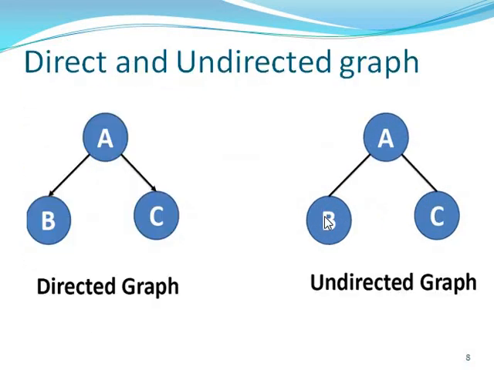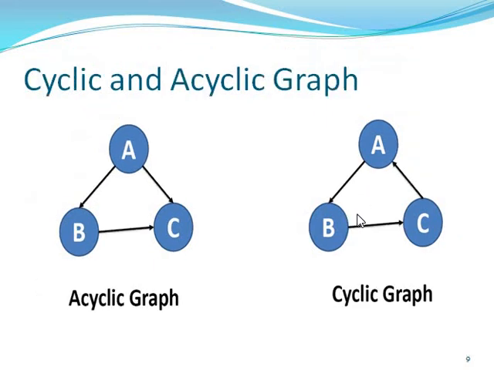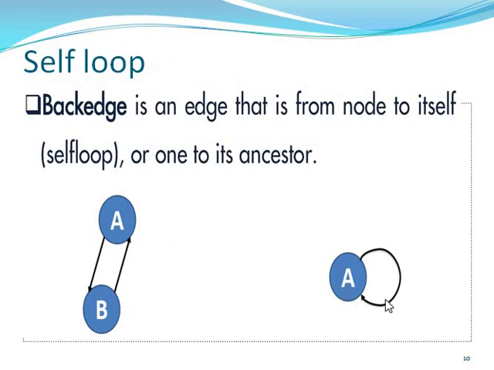Directed graph and undirected graph: you have seen that a directed graph represents some direction, and an undirected graph does not represent any direction. Cyclic and acyclic graph: in a cyclic graph there is some cycle. You have seen that A to B, B to C, and C to A are connected and create one cycle. In an acyclic graph, it does not create any cycle. This represents a self loop: you have seen that A connects to itself. It is called a self loop.